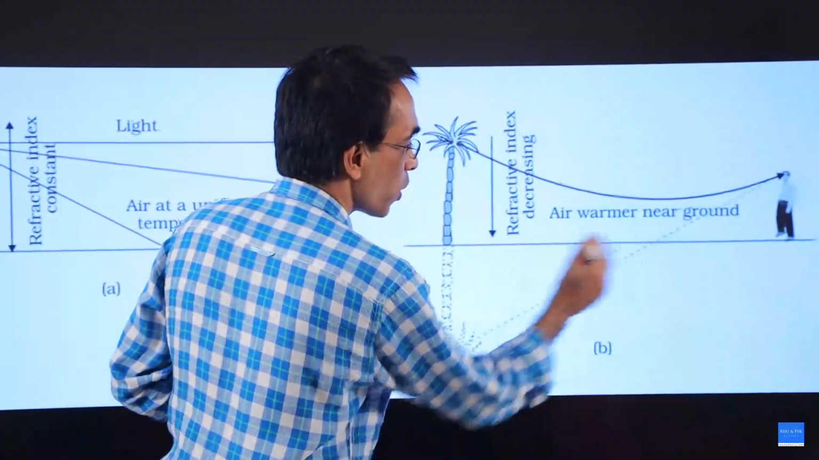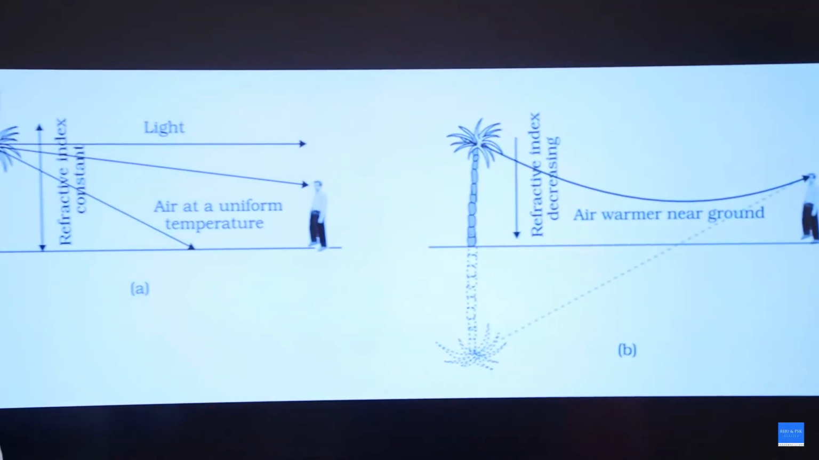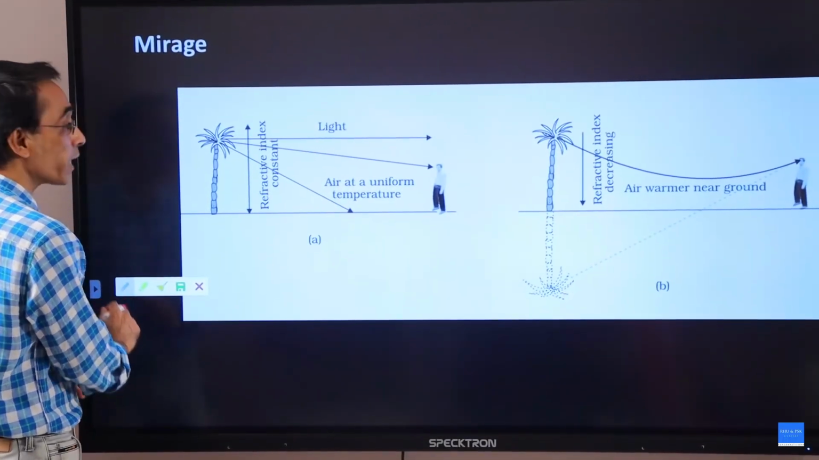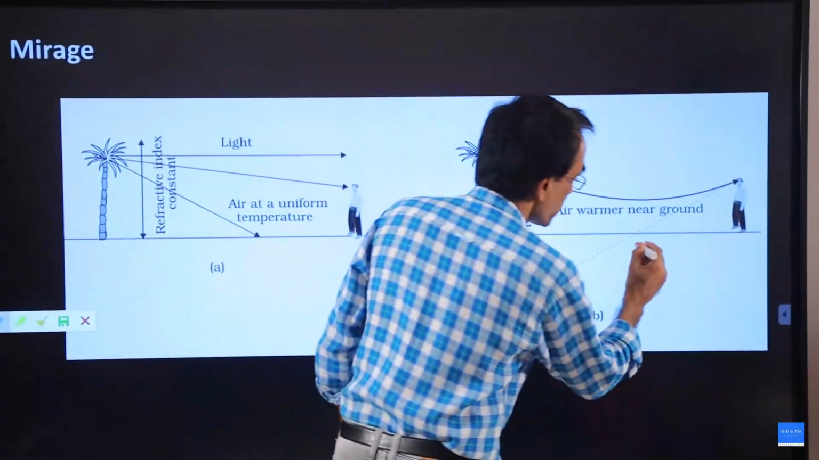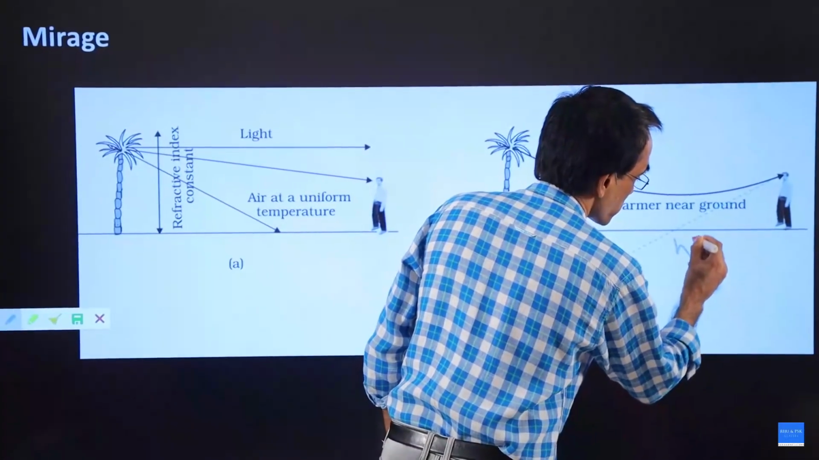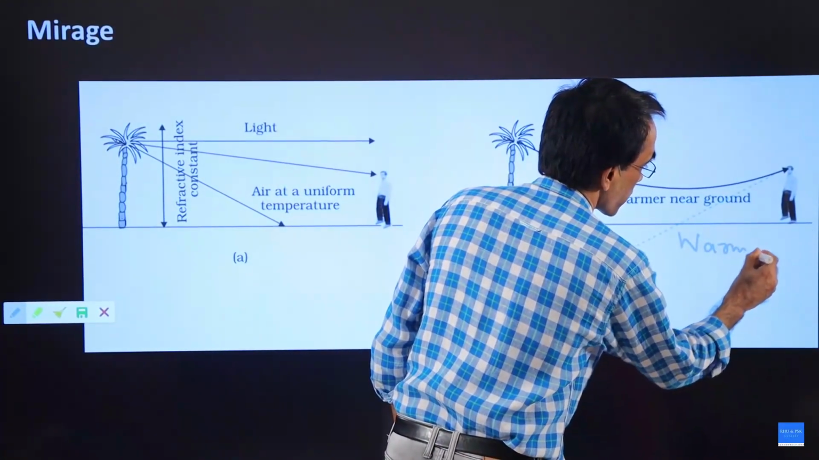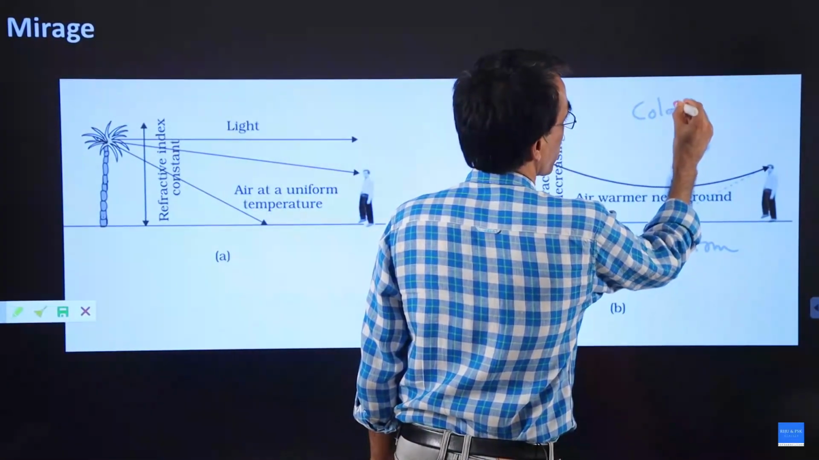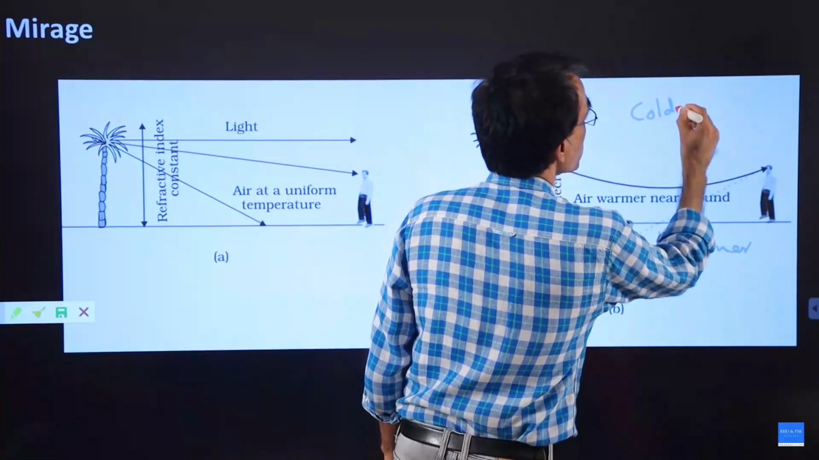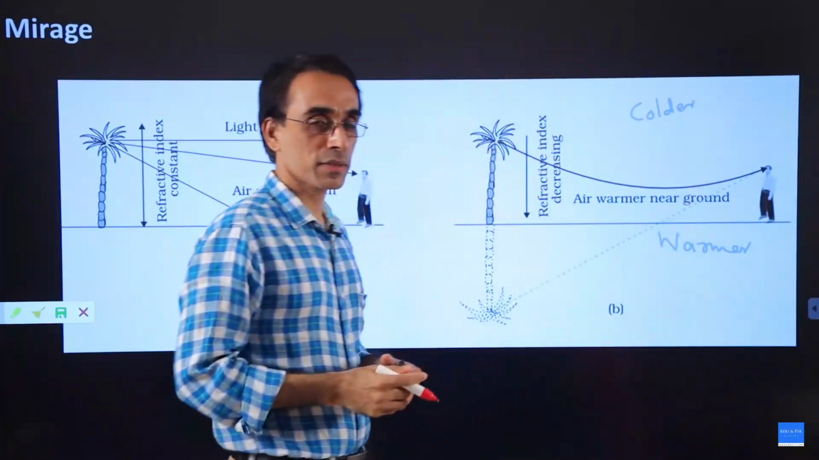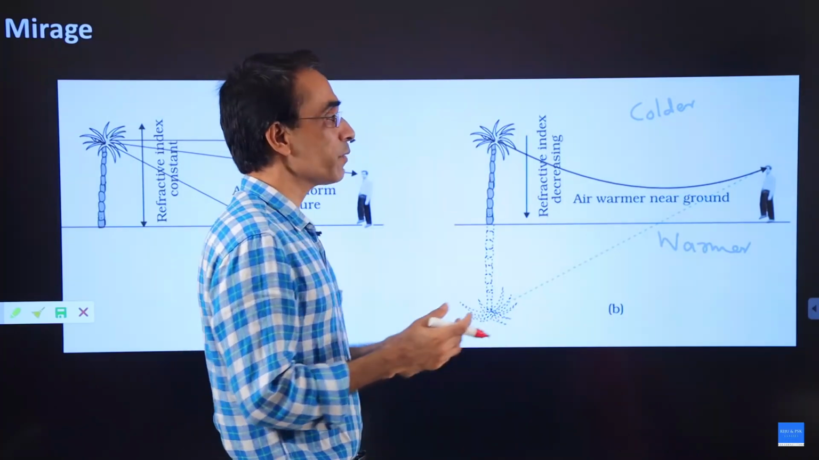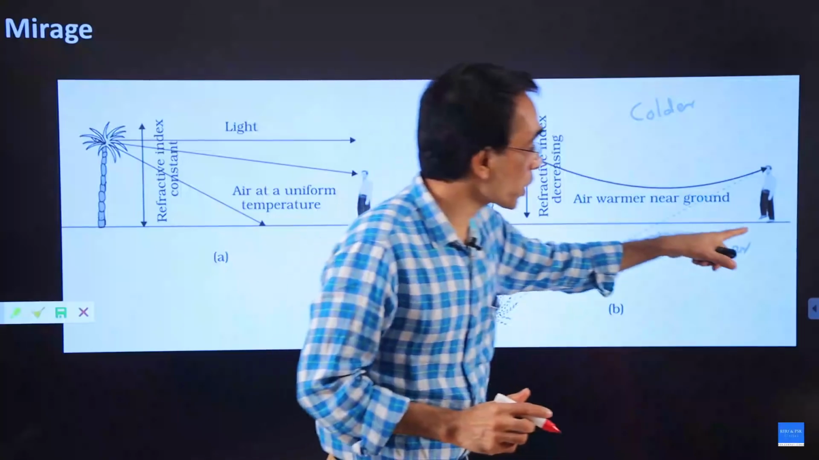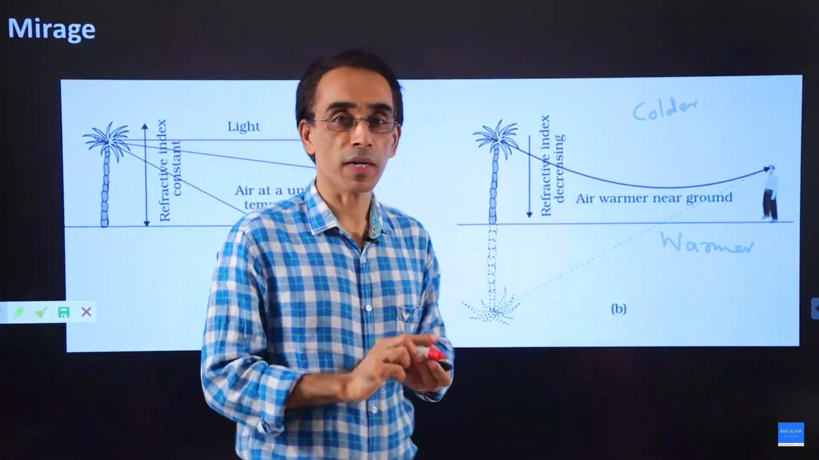But what happens if it is a sunny day and the surface is very hot? When the surface is hot, then the refractive index of air varies. So I am saying that this is a very warm surface, and these regions are a little colder. This is warmer and this is colder, relatively. Fine. So the refractive index of air will be different at the bottom and the top of the tree, and at the bottom and the top of the person. This will be different.